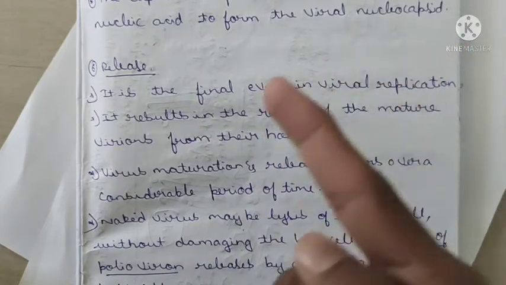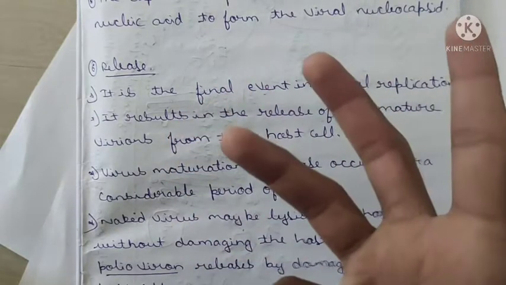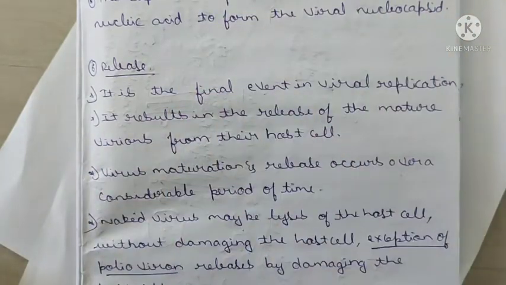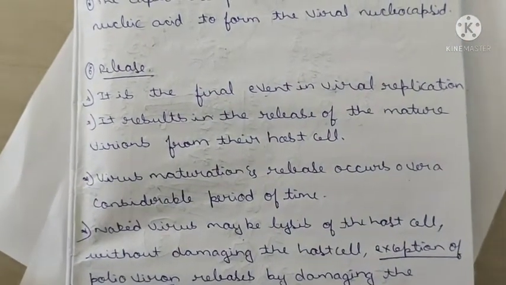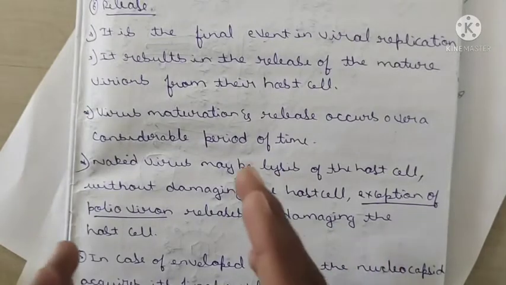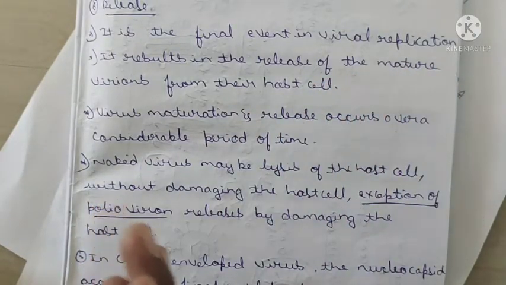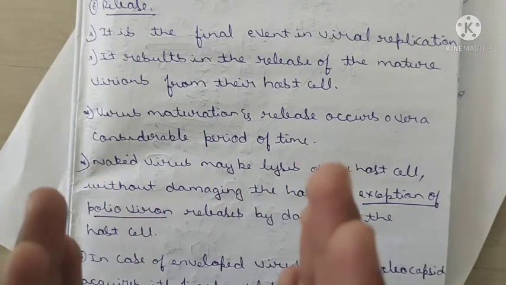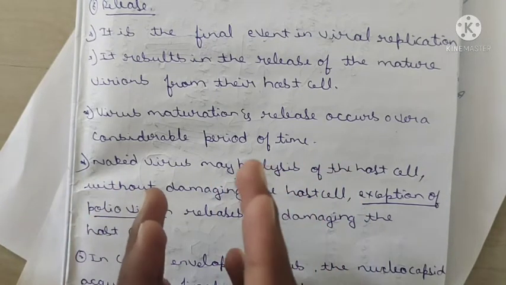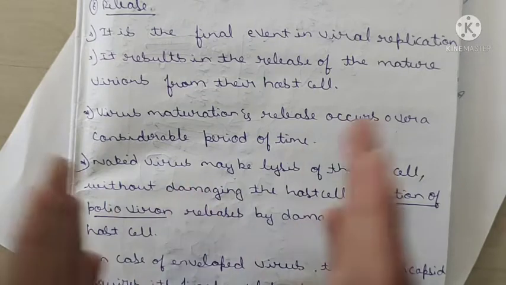अभी जुकाम या सर्दी वगैरह एलर्जी कैसा होता है? If the virus is released in the human body, at that time only we observe all these symptoms in our body. Virus maturation and release occurs over a considerable period of time. ओके, इनको एक पीरियड होना है. Okay, in a considerable period of time they get released.